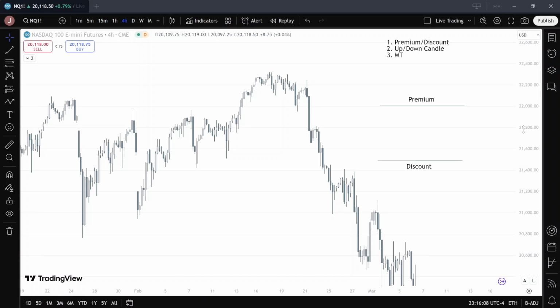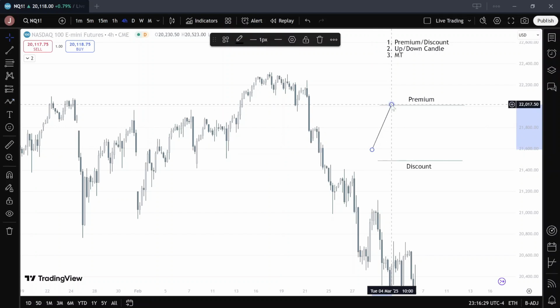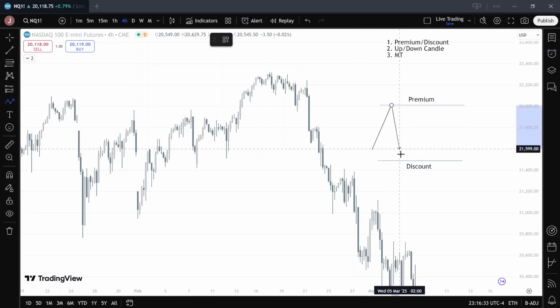Before we get into order blocks, we have to understand premium and discount arrays. These may be commonly referred to as PD arrays, so premium discount arrays, and they're basically areas where we could trade towards and trade away from. So we could trade towards a premium array, and after we trade towards that premium array, we could target a discount array right here.